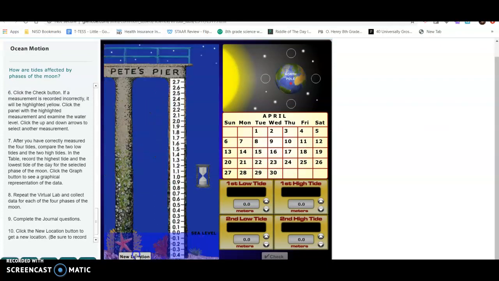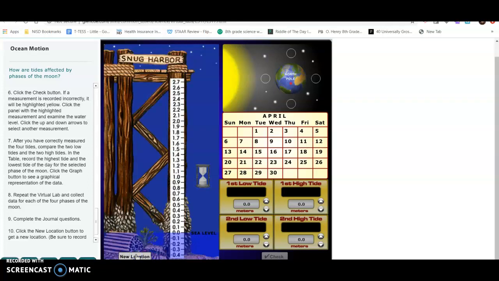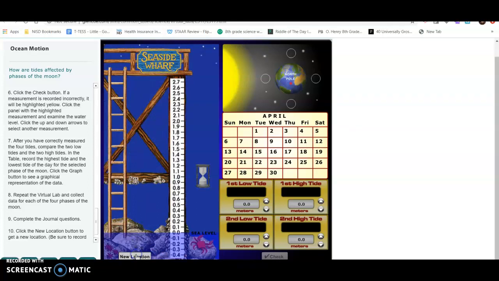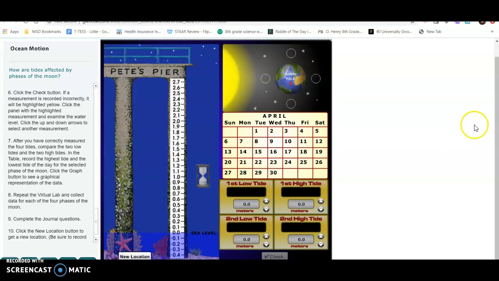So I'm going to click on that until I get to Pete's Pier. So you may have to go through several instances of this. You may see Snug Harbor, Seaside Wharf, but what we're interested in is the Pete's Pier, which is right here. So basically what it's telling you to do is if I go ahead and click on this one, which is equivalent to new moon, you can see that on April 7th, right, it's got it highlighted and it's notating it as new moon.